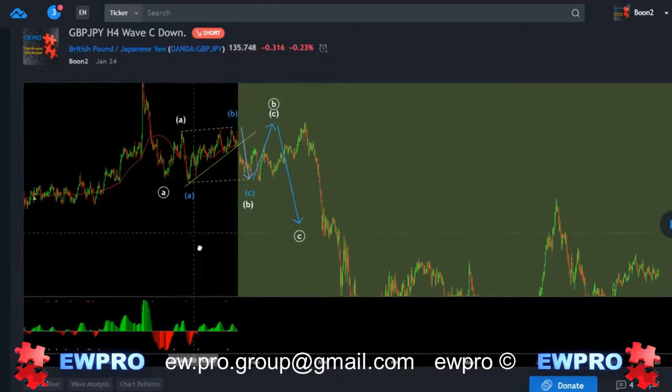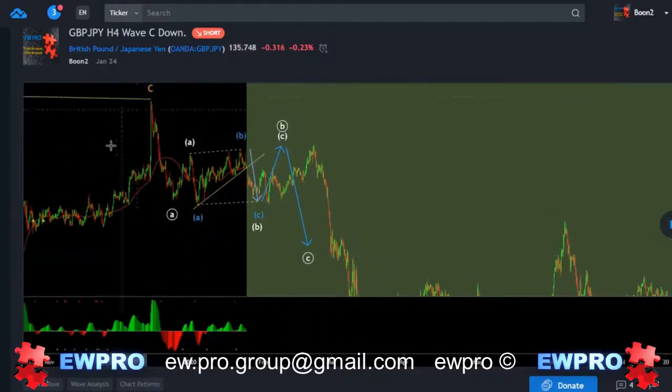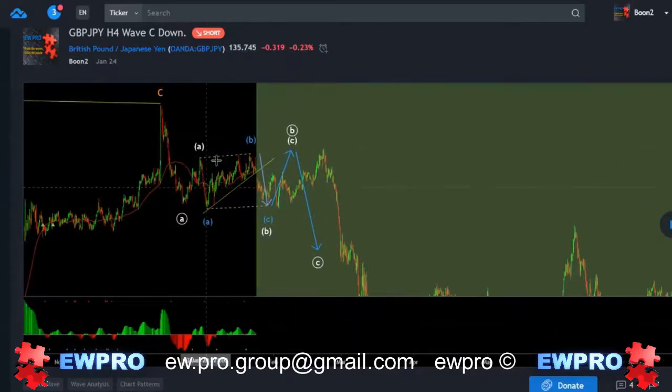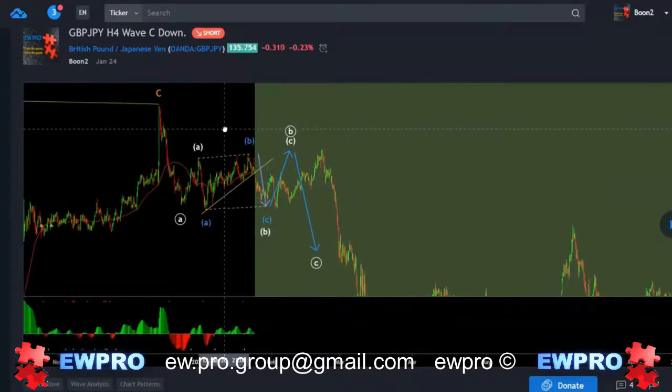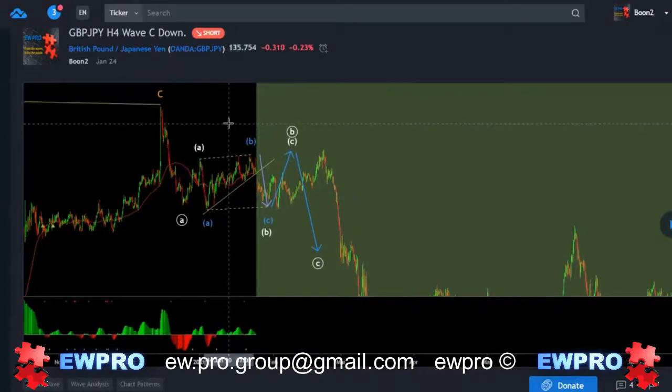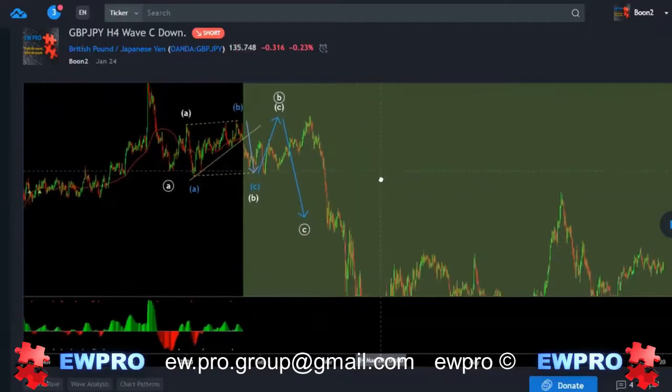So this is my goal, to teach you how to do this, how to find these structures, how to trade these structures, looking at the price action. Price action is the most important thing when we're looking at structures. And I teach you how to read the price action to go with the structures. So that pretty much covers it.